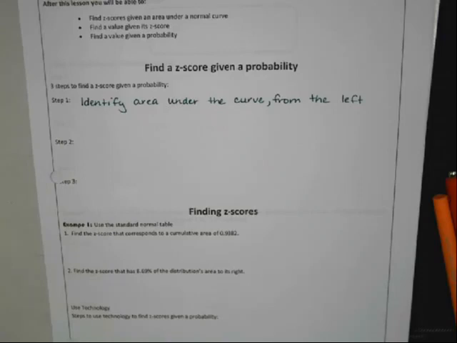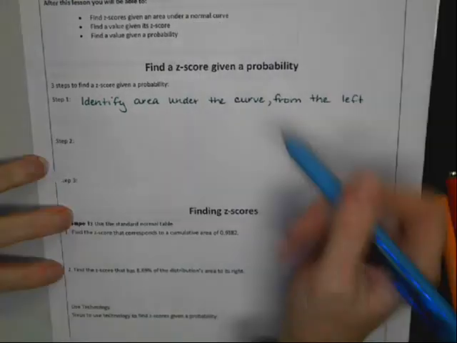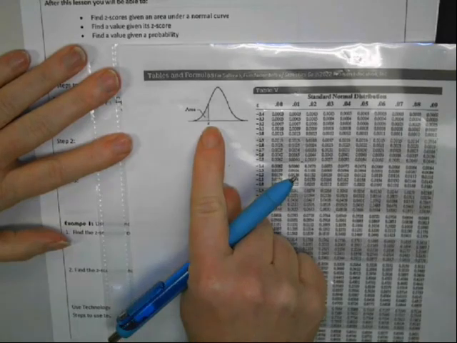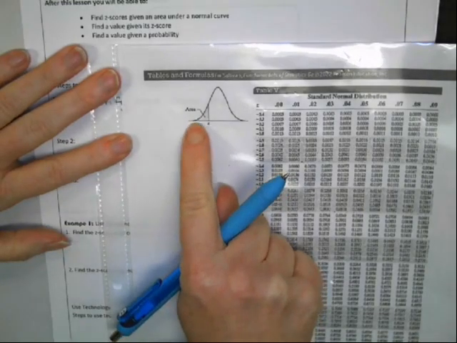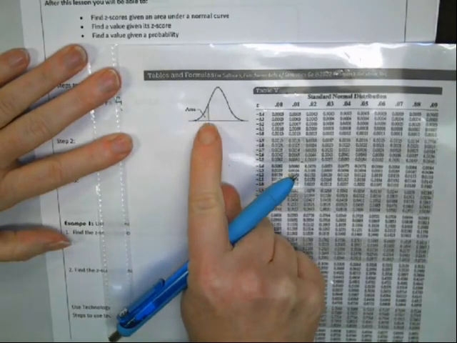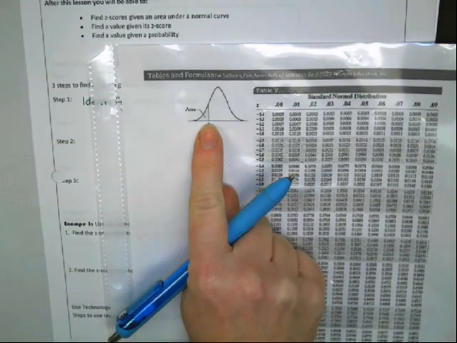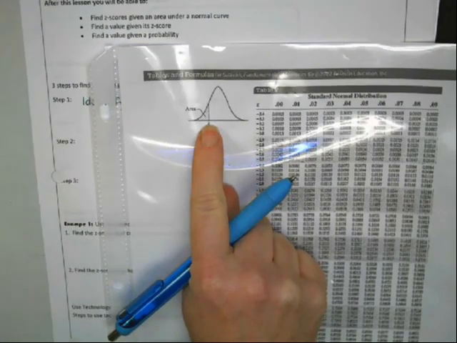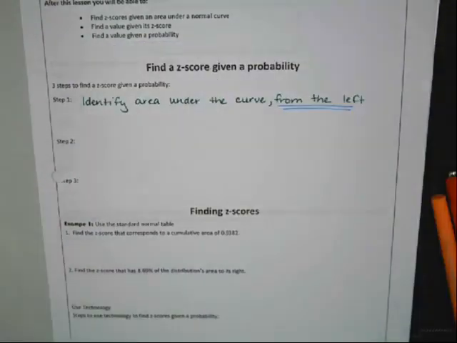Okay, we need to identify area under the curve from the left. Remember, this is really important, because if you look at the example they give you in the top left corner of your z-table, it is always the area shaded from the left. That may not be what your problem gives you, but in order to use your z-table, that's what you have to have. So you need to identify the area under the curve from the left.